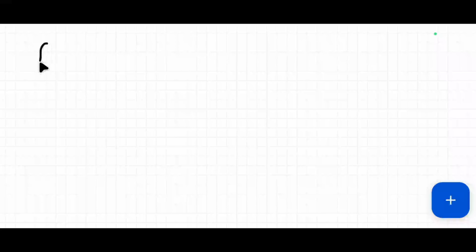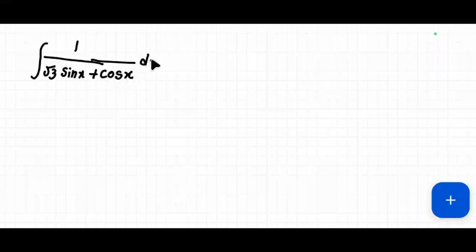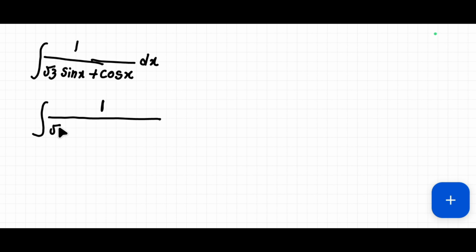Next problem: the integral of 1 by root 3 sin x plus cos x dx. So let's solve the problem. First, make it one trigonometric function. So in the denominator you have to multiply and divide by 2: the integral of 1 by root 3 sin x plus cos x, whole by 2 into 2, dx.